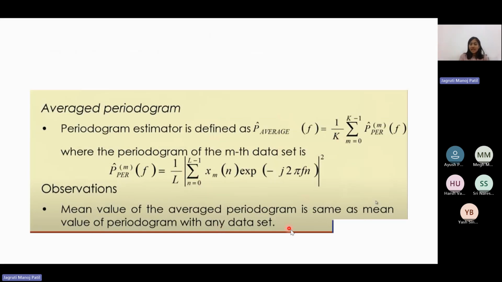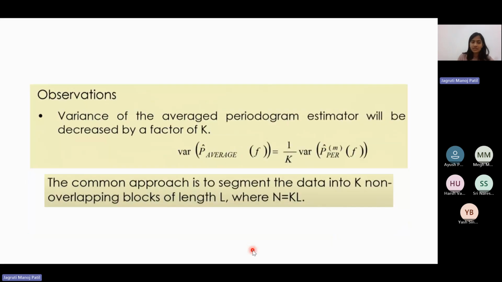So the mean value of the average periodogram is the same as that of the periodogram with any data set. Here the inherent assumption was that each and every point at any particular instant is not varying, and the averaging was done by overlapping every point with each other point. If it's t equals t1, the spectra would also be at t equals t1. So the mean value of the average periodogram was the same as the mean value with any data set with any given points.